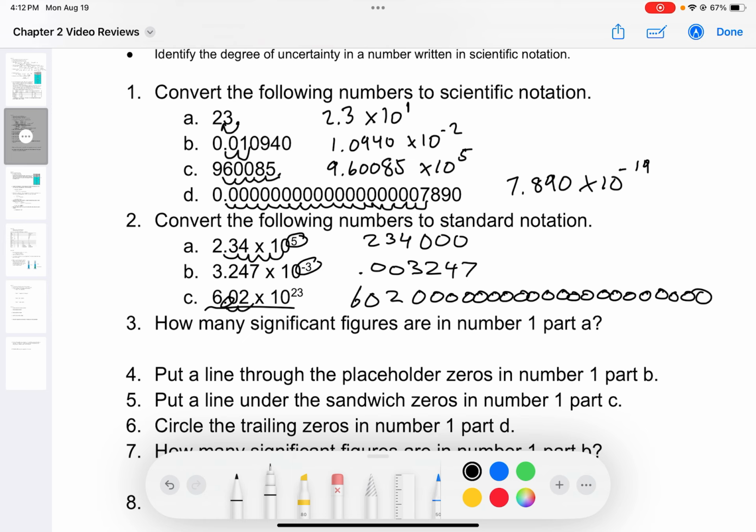That's a big number. Number 3, how many significant figures are in number 1 in part A? Well, let's talk about significant figures.